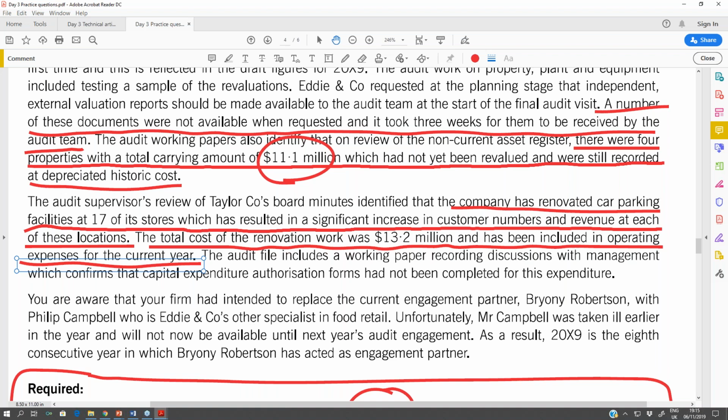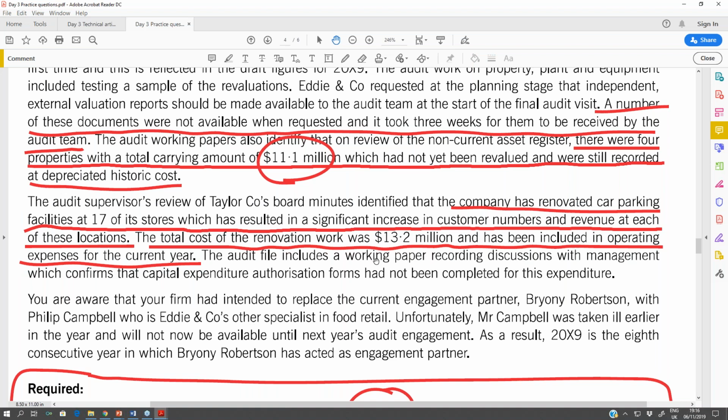So currently, because they have expensed it out, the expenses are overstated and the profit is understated. And more importantly, your non-current assets are understated, because this should have been capitalized, right? Is that true? So many things we need to tell management, just because of this. Now, 13.2 million has been recognized as an expense.